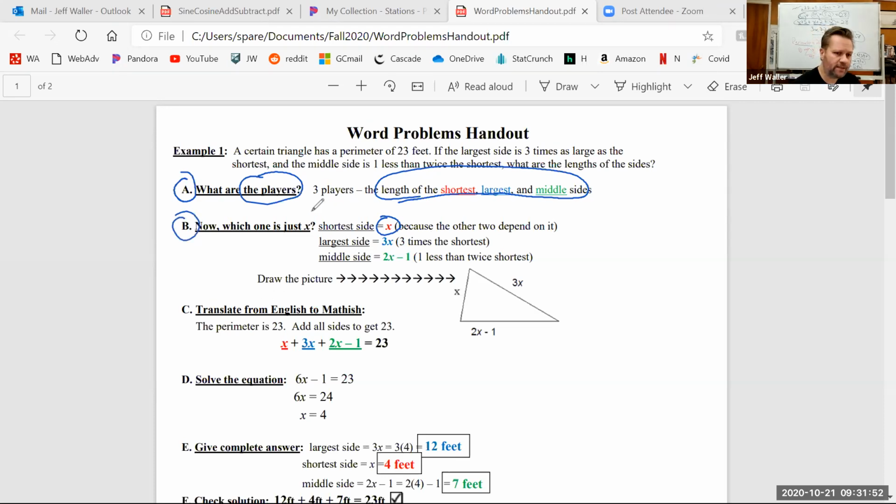Then the next step, the one I said is probably the most important step, is who is just X? Because then the other ones, so the longest is 3 times the shortest, and the middle one is 1 less than twice. All right. I'm writing on this the wrong way. All right, let me clear that. It's not really necessary anyway. Do it this way, Jeff. There you go, buddy.